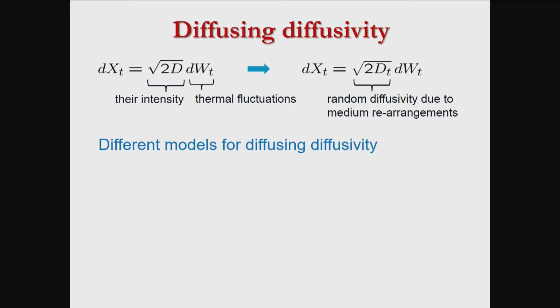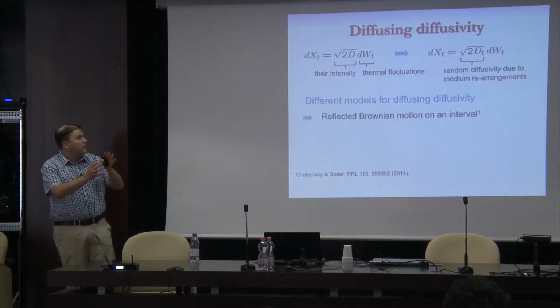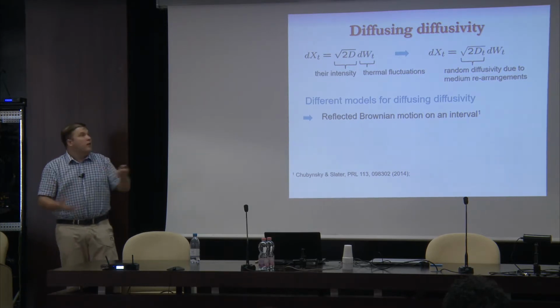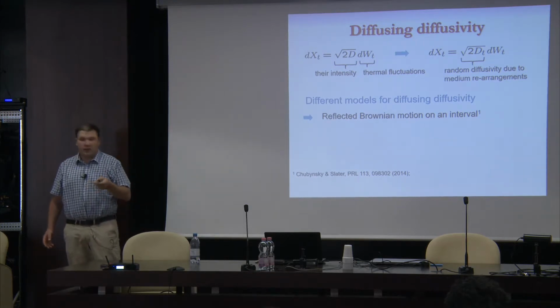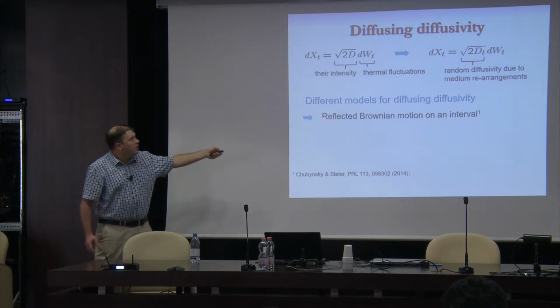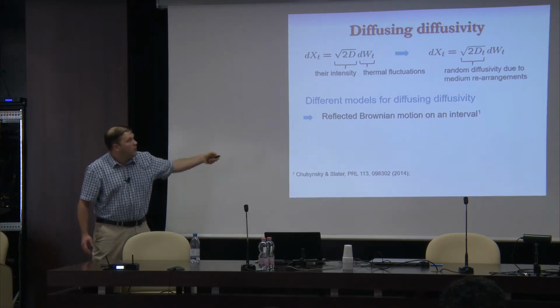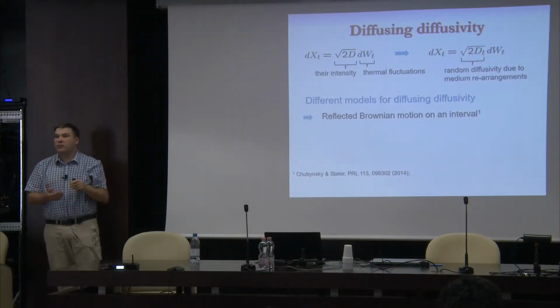One of the first, at least that I know of, was proposed by Chubynsky and Slater, who actually coined the term diffusing diffusivity. They used reflected Brownian motion on an interval. The main constraint you have to impose is that the diffusivity is non-negative, right? This is why you cannot just use Brownian motion, because it can become negative, so you use reflected Brownian motion. A physical inconvenience of this choice is that the diffusivity would more or less uniformly sample all possible values, say from 0 to some maximal value.